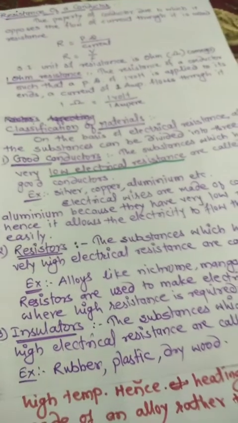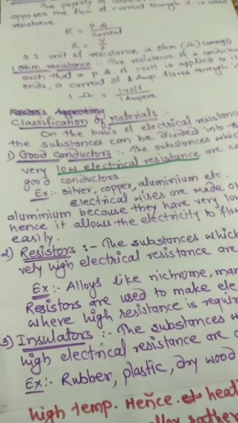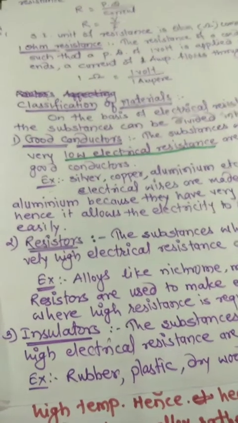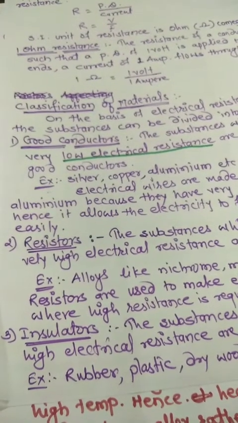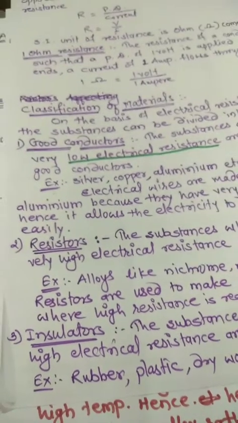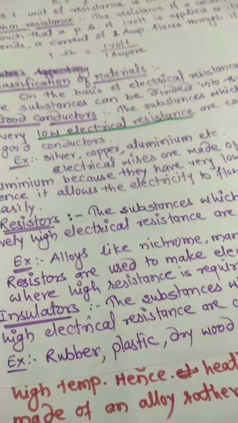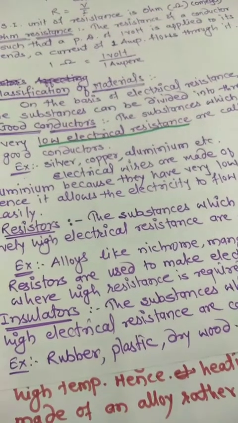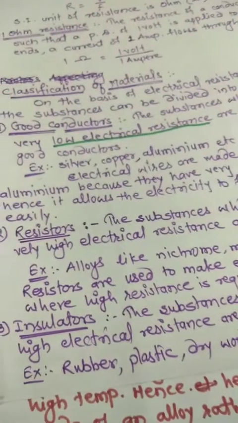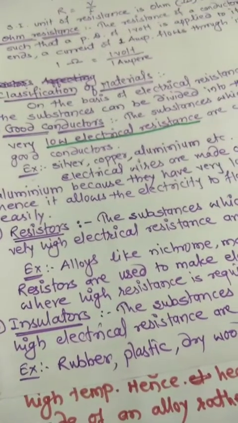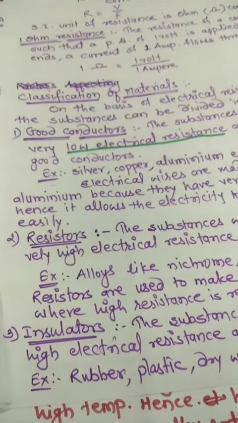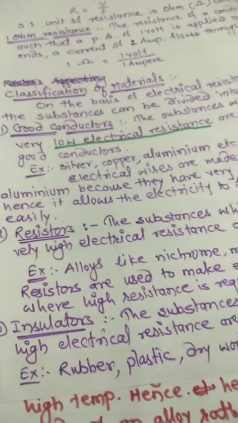For example, heating elements of heating appliances, such as geyser, toaster, heater. In these, whatever coil is used is made of alloy, because that coil has very high electrical resistance.